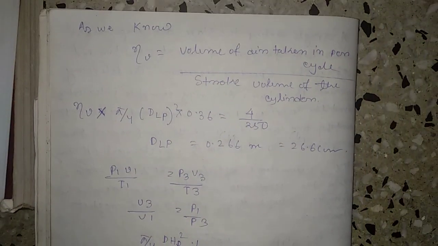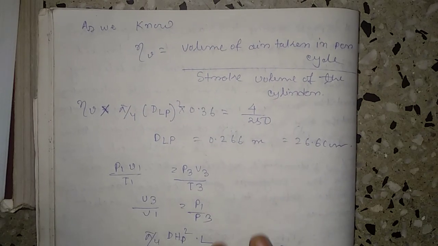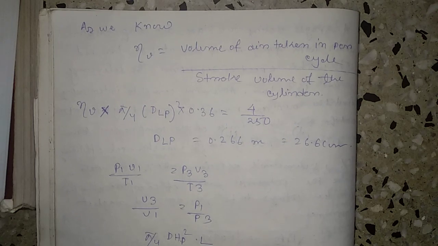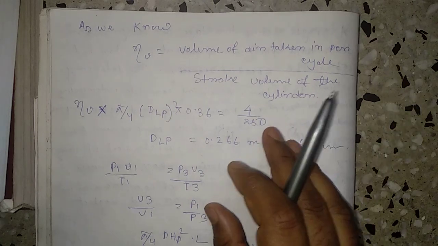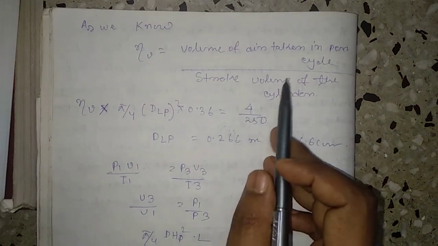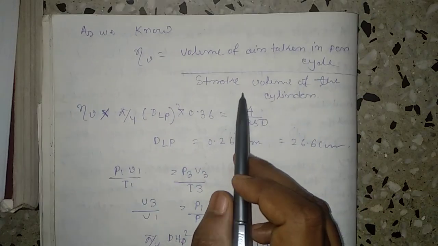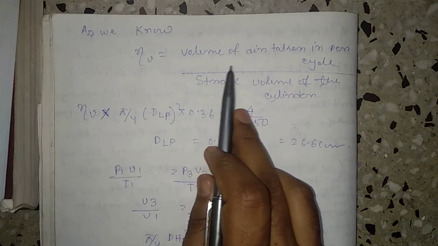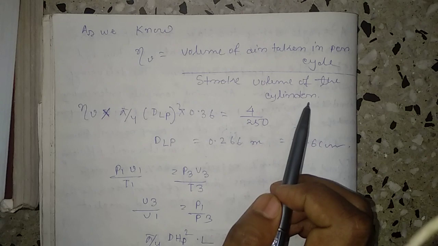Now, in the next part of the numerical, you have to calculate the diameter or bore. Okay. Now, when you calculate the bore, as we know, volumetric efficiency. What is volumetric efficiency? Volumetric efficiency is defined as the ratio of the volume of air taken in per cycle divided by the stroke volume of the cylinder.